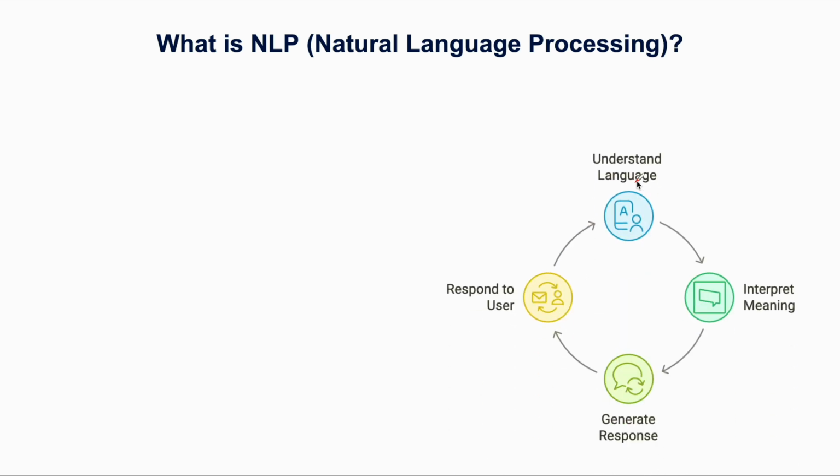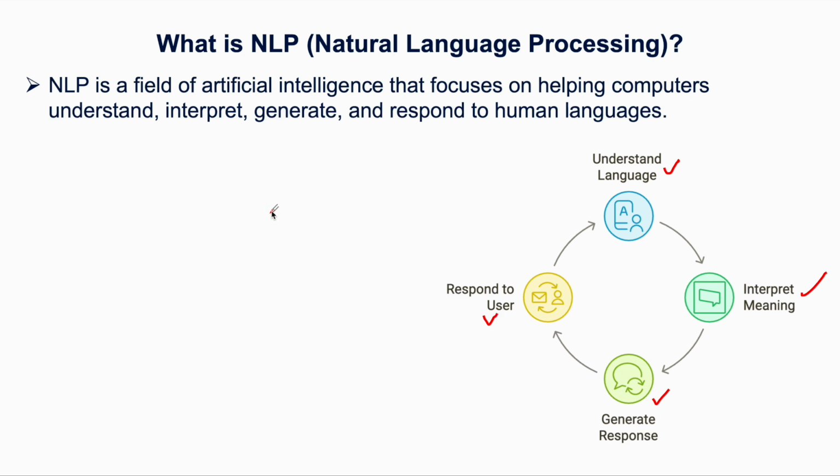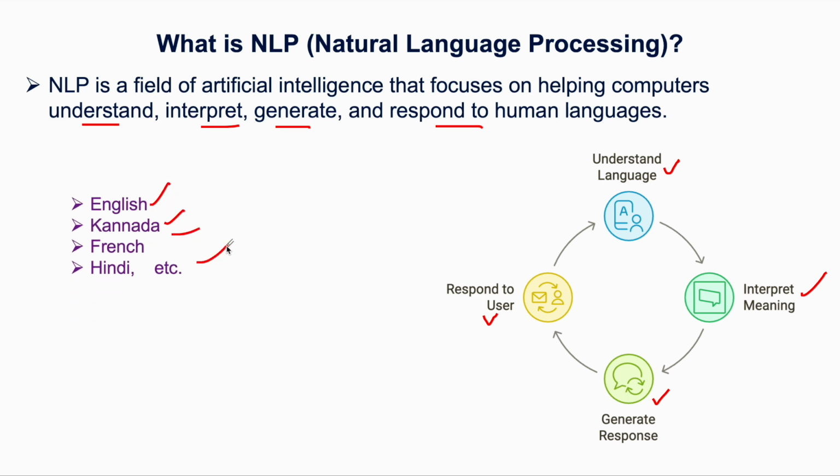Natural language processing mainly involves these steps. One is understanding the human language. Another thing is interpreting human language into computer understandable language, and then generating the response for a human query and responding to the user. So we can define natural language processing as a field of artificial intelligence that focuses on helping the computers to understand, interpret, generate, and respond to human languages. Human languages here means languages like English, Kannada, French, Hindi, etc.